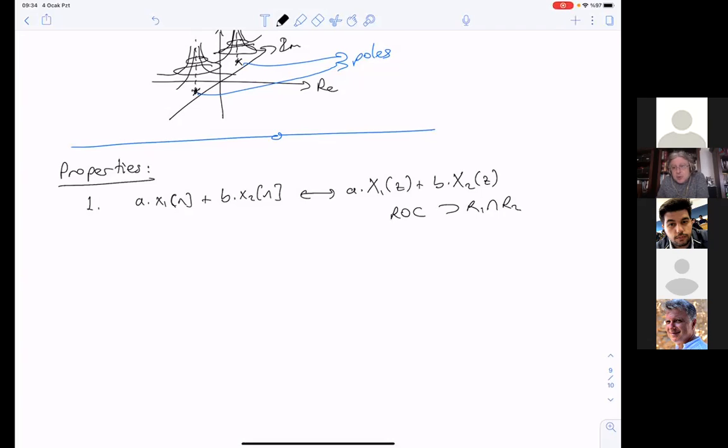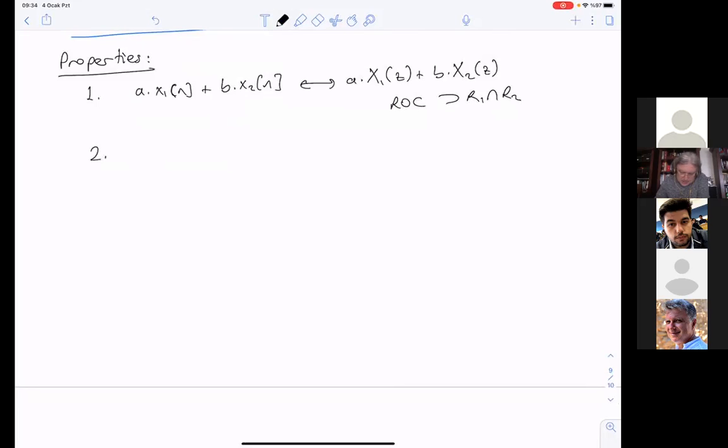Again, there may be some pole zero cancellations. So out of a circle, inside of a circle, they may change a little bit. But if there is no pole zero cancellation, then the region of convergence is just the intersection of the regions of convergence of X1 and X2, naturally.